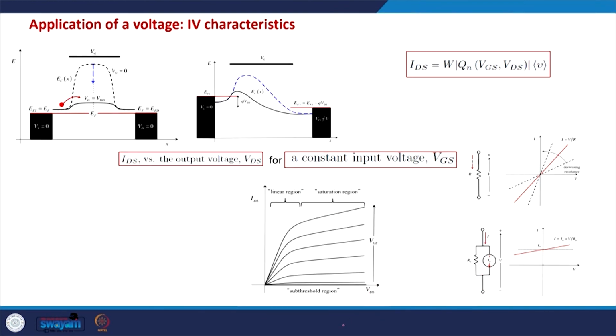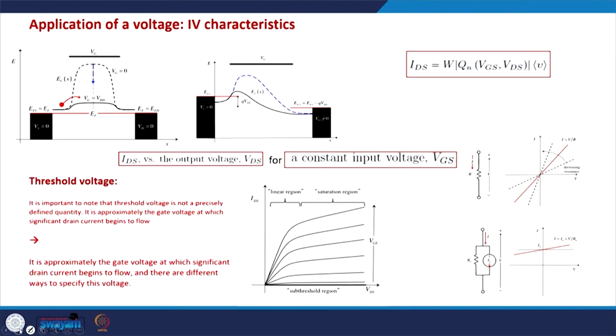So now we have the IV characteristics of the MOSFET, and this is the output characteristics, IDS versus VDS. We have the linear region, we have the saturation region, and we have a subthreshold region. All these three regions are extremely important while trying to understand the MOSFETs, and that's what we will try to elaborate in the coming class.